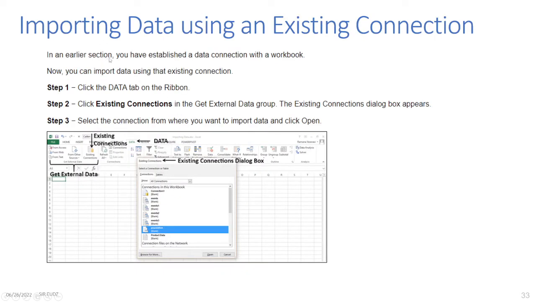In the earlier section, you established a data connection with the workbook. Now you can import data using the existing connection. Click the Data tab on the ribbon. Click Existing Connections in the Get External Data group and the Existing Connections dialog box appears. Select the connection from where you want to import the data and click Open.